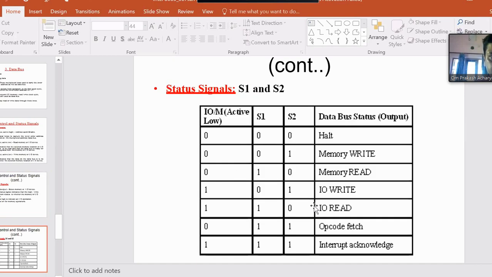Status pins are there, S0, S1. If it is 0, 0, no operation. 0, 1 is memory write, 1, 0 is memory read, then IO write, IO read. If it is 1, 1, then it will be an output test. I will tell you the details of these things next class or today, I don't know. Then you come to reset and reset out.